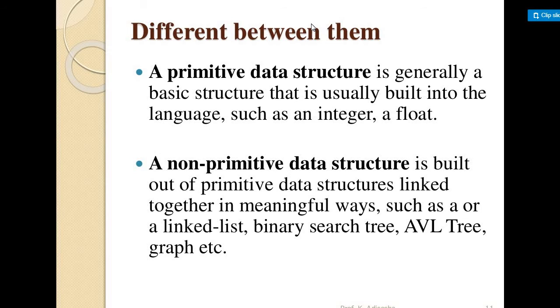So the difference between them: a primitive data structure is generally a basic structure which is usually built into the language, such as an integer, a float, a character, etc. A non-primitive data structure is built out of primitive data structures linked together in a meaningful way, or combining the primitive data structures to form a meaningful structure, such as linked lists, arrays, binary search trees, AVL trees, graphs, etc.